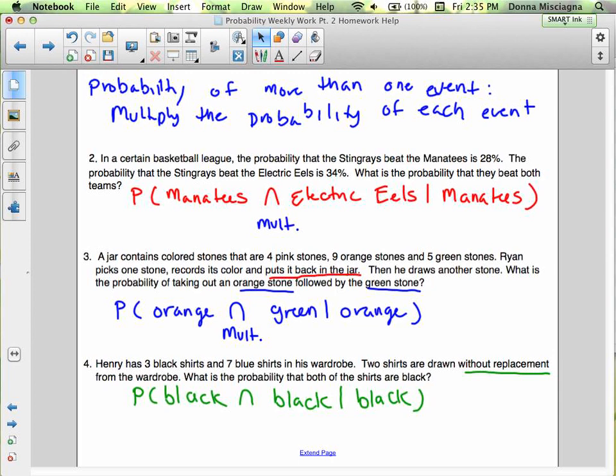So if they're dependent, the total number of shirts are going to change. The number of black shirts are going to change. All right. So, and I'm not going to go through as much explanation on the rest of these that are very similar to this. They're similar and they're not similar. But it's the probability of black and the probability of black given black. All right. So I won't explain what the given means on the rest of them.